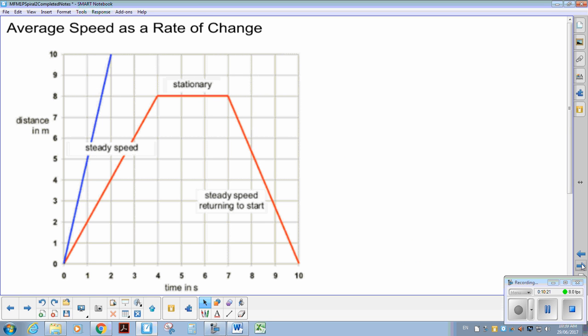So if we look at an EQAO style question, we get a graph that looks like this. So what I'm going to do is break this into a second video, and we'll do the last two examples quickly in the next video. So we'll see you in a second.